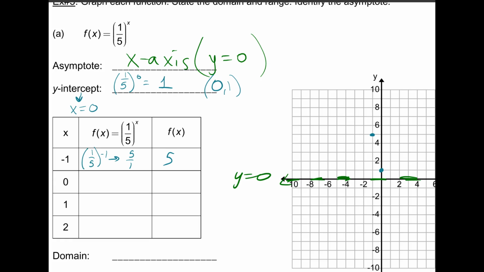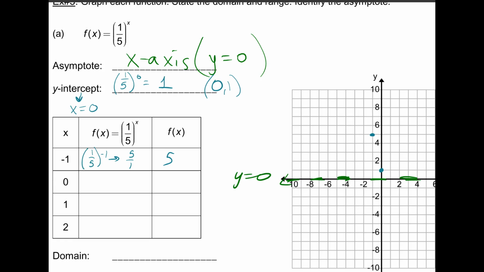It's what would be, I don't know, 1/5 to the -2. Well, if I flip it, I get rid of the negative. 5 to the second power is 25, which is way off my graph. So I have to choose the numbers right by 0, that way I get nice numbers you can actually graph.